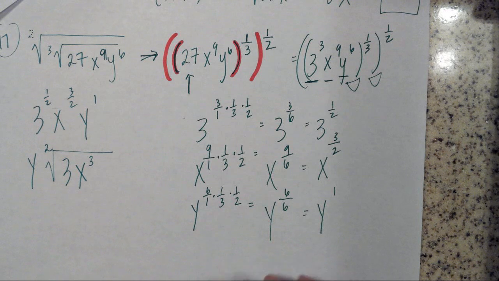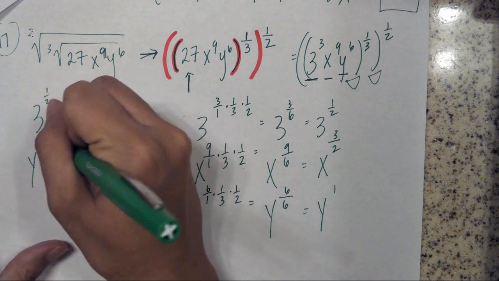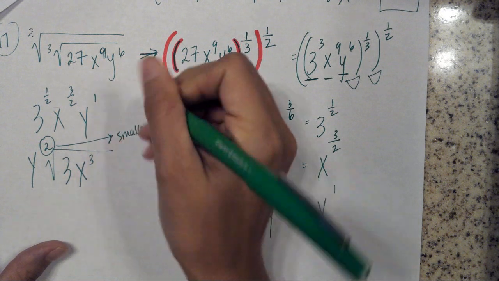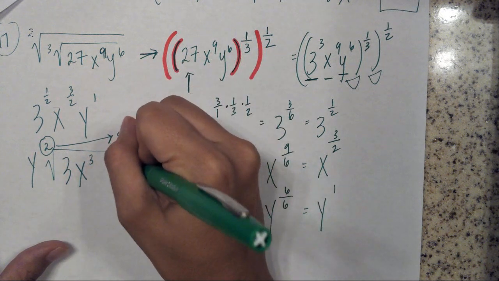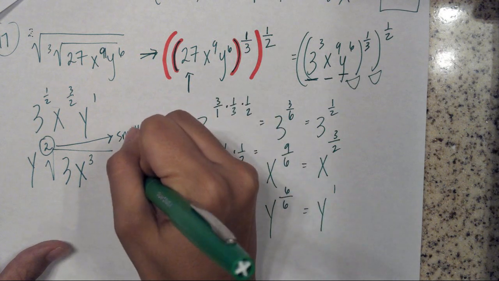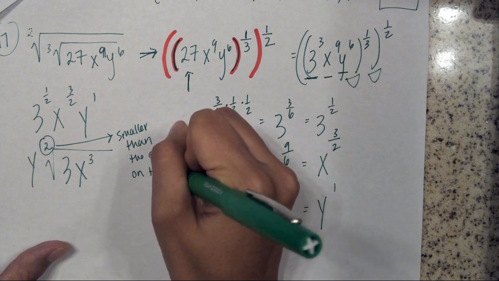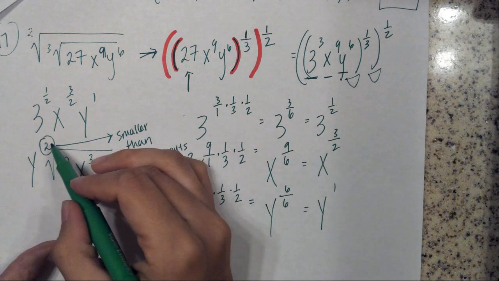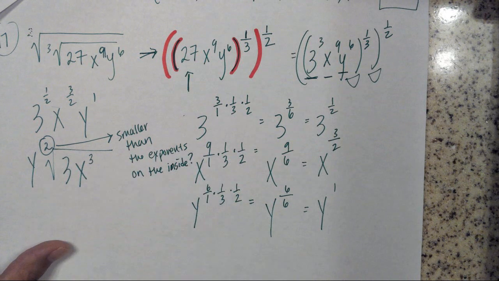Now, I always want to check this number right here. Is this smaller than the exponents on the inside? Always check, because you don't want that. So like here, 2 is bigger than 1, so we're good.